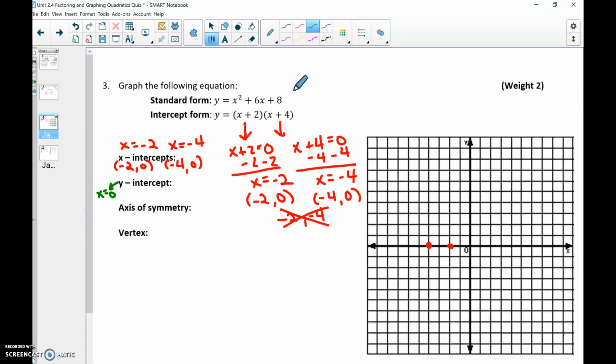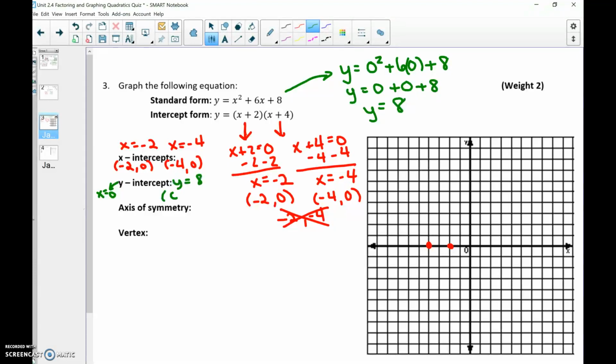Okay, so in green over here, I'm going to solve that. And I'm going to do it with the standard form one, actually. So I'm solving for y. But this time it's x equals 0. So I have 0 squared plus 6 times 0 plus 8. So y equals 0 plus 0 plus 8, which means my y-intercept is just positive 8. So I can either put y equals 8 or I can put (0, 8). And then it goes right here. There's my y-intercept.